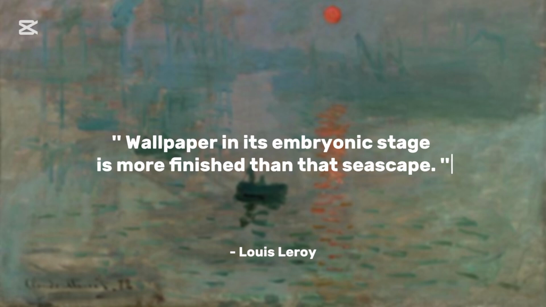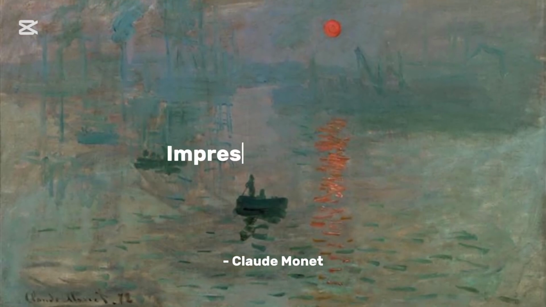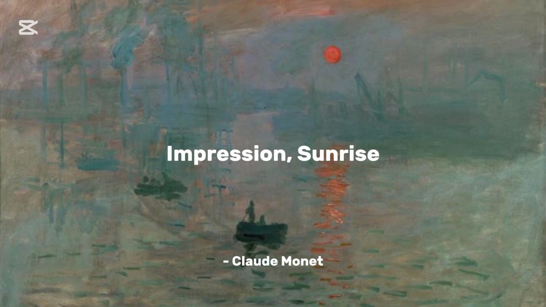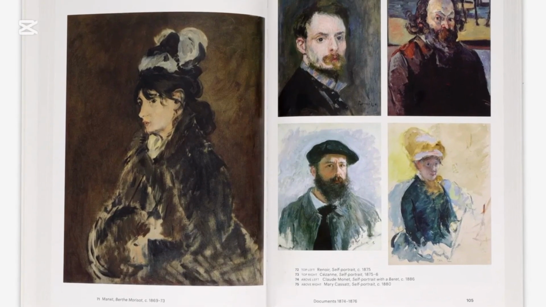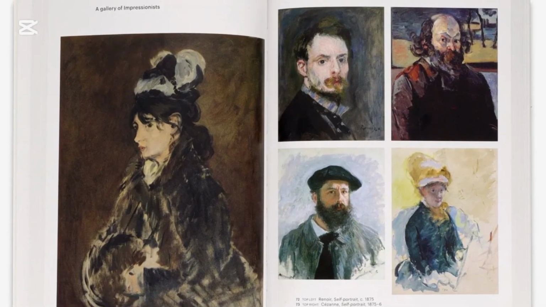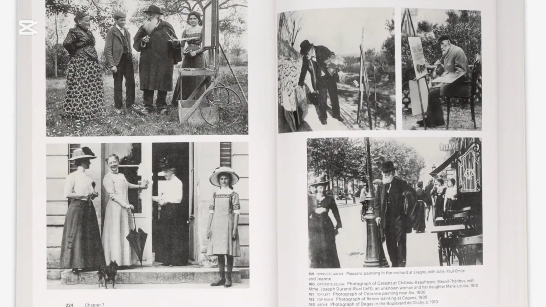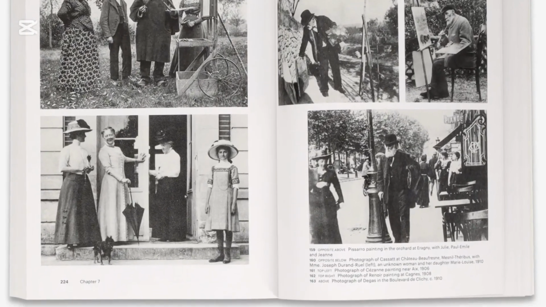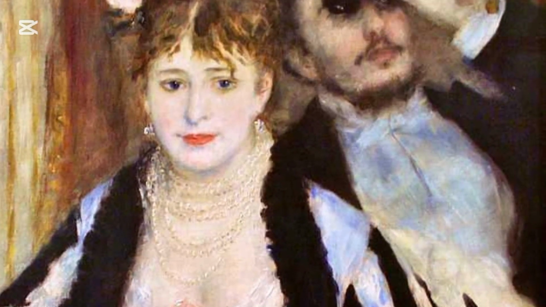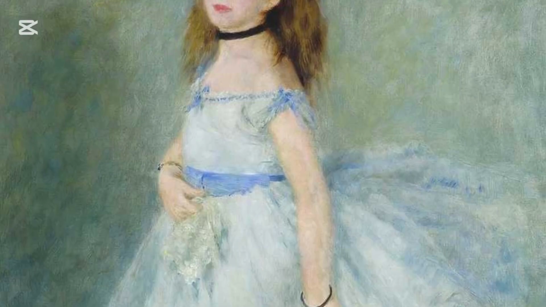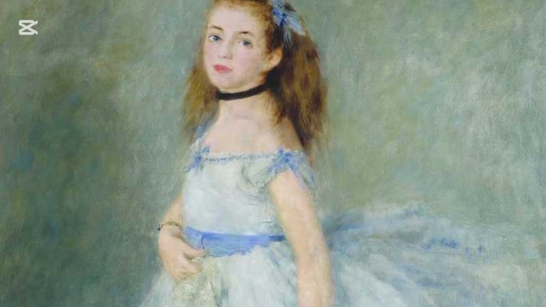The critic Louis Leroy wrote in his article, quote, "Wallpaper in its embryonic stage is more finished than that seascape." After seeing Monet's painting, Impression, Sunrise, he described the artists derisively as Impressionists, and the artists accepted the name as an accurate description of their interests and adopted the name. The first exhibition was a financial failure, and the Société Anonyme was soon dissolved.